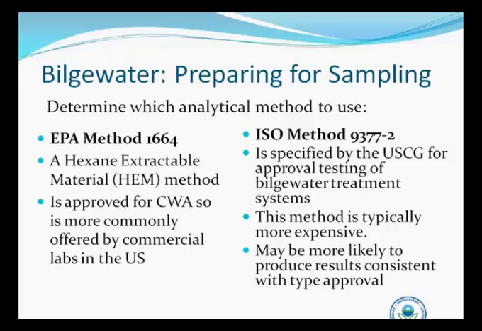The second method is the ISO method, and this method is typically used by the U.S. Coast Guard for type testing approval of bilge water treatment systems. So you're more likely to get consistent results with their sampling. However, this method is typically more expensive and not as prevalent in labs.